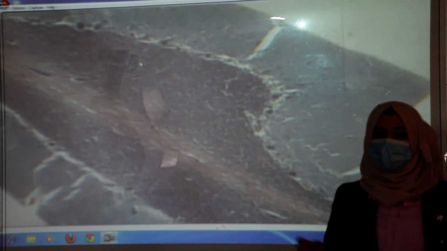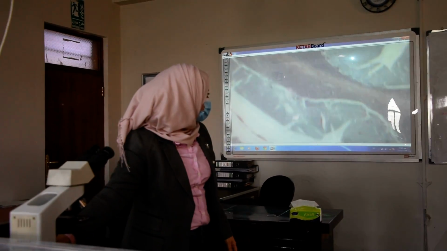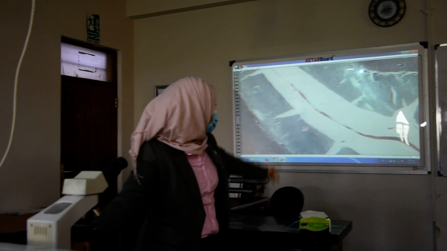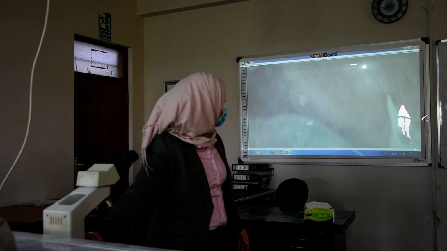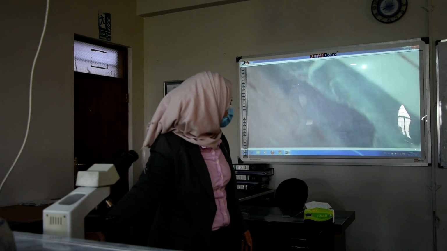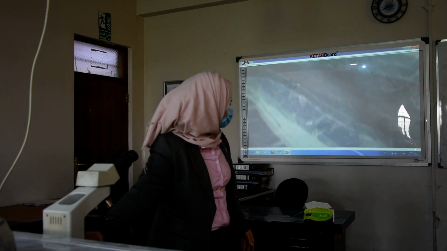So all of this, the gray matter and white matter, is also surrounded by the meninges. These are meninges. It looks like a very nice slide, like a tree.